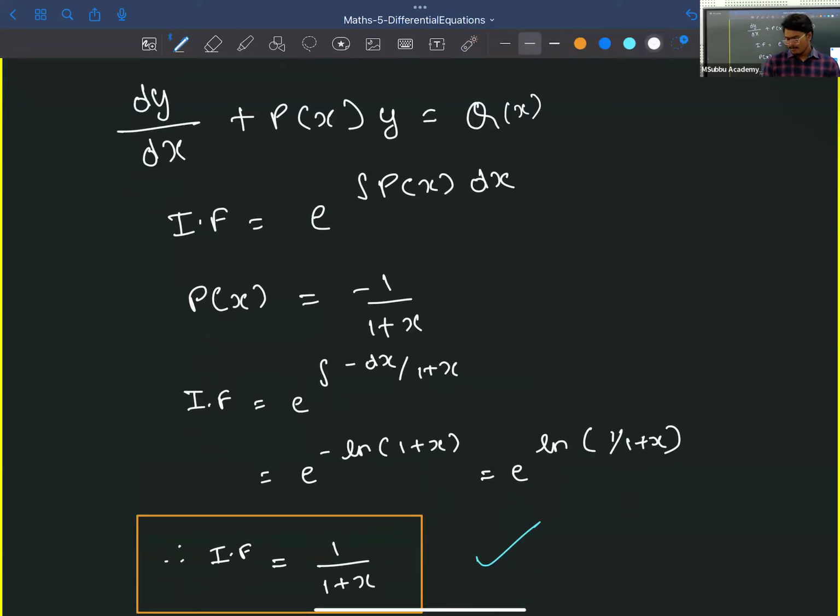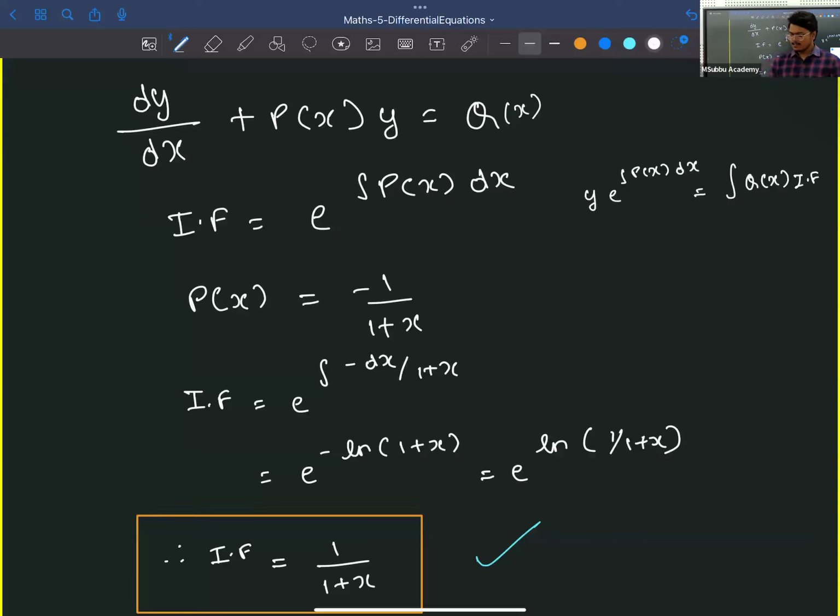For finding the solution, that formula for solving is e power, which is nothing but the integrating factor.